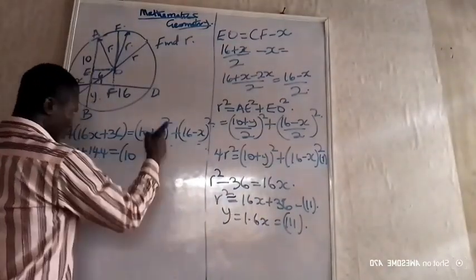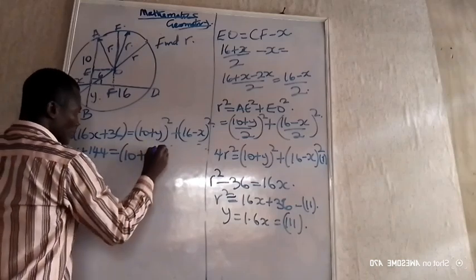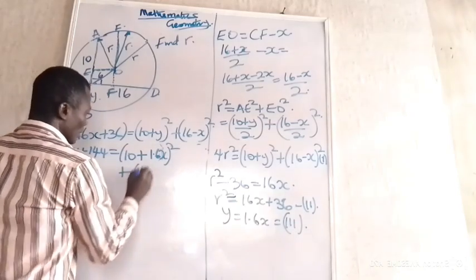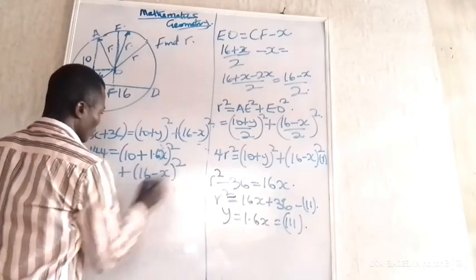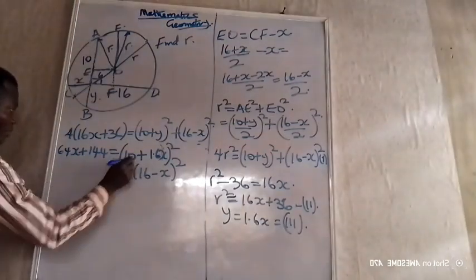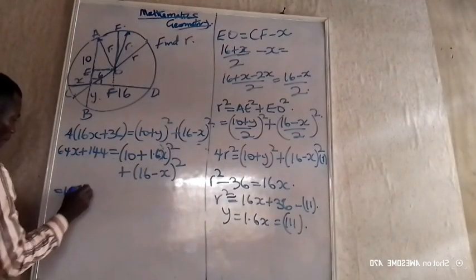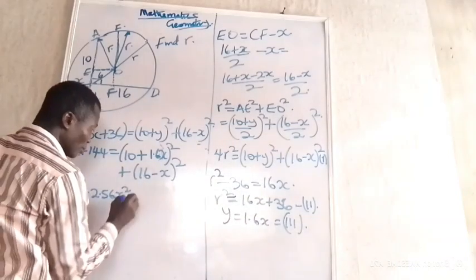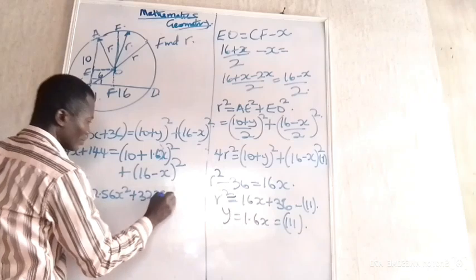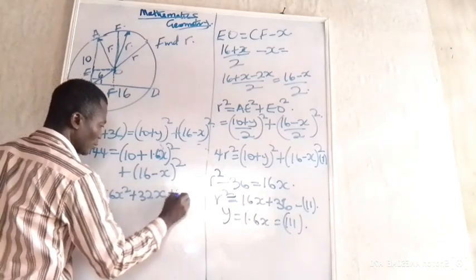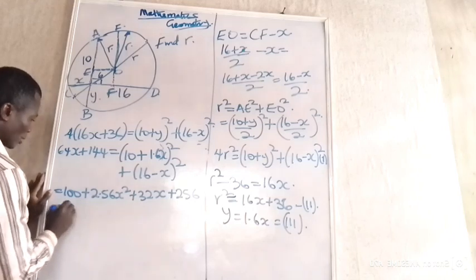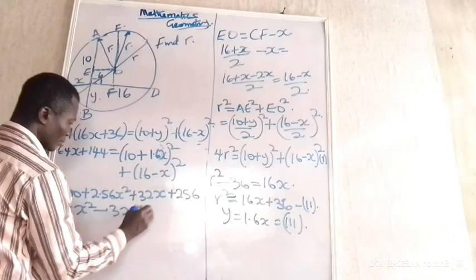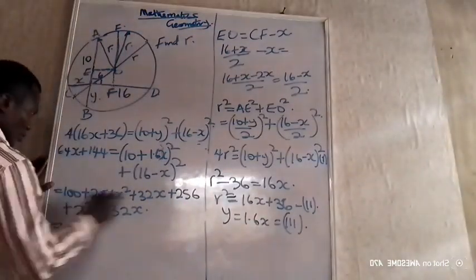So I'm putting 1.6x, substituting it for y here: 1.6x all squared plus 16 minus x all squared. So I'm going to have it like this. On expanding this, it is going to give me 100 plus 2.56x squared, 10 times 1.6, 16 times 2, plus 32x, plus 16 squared is 256 plus x squared minus 32x.